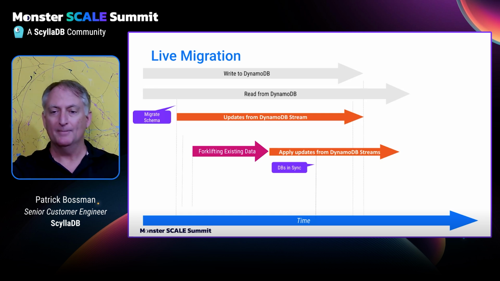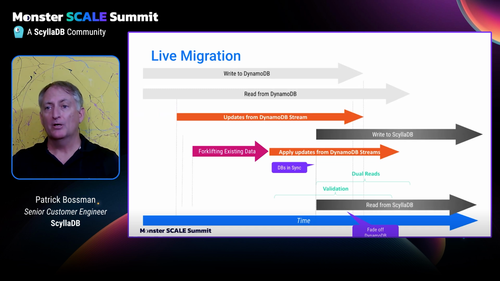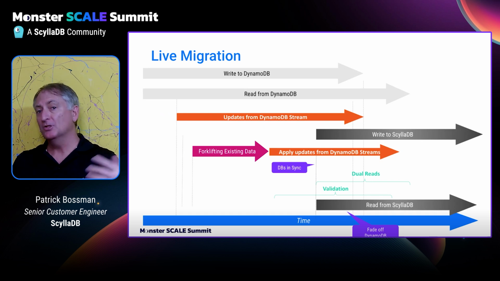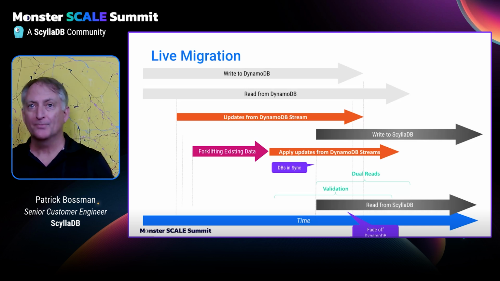to using ScyllaDB. And so we're writing to ScyllaDB, and we can also start reading from ScyllaDB as soon as the databases are in sync. Actually, as soon as the existing data is forklifted, you could start validating the forklift data. And after the streams have caught up and ScyllaDB is caught up, you can validate the source and target. You can begin dual reads. And after you cut the writes over to ScyllaDB, you can begin the fade off of DynamoDB. All right.